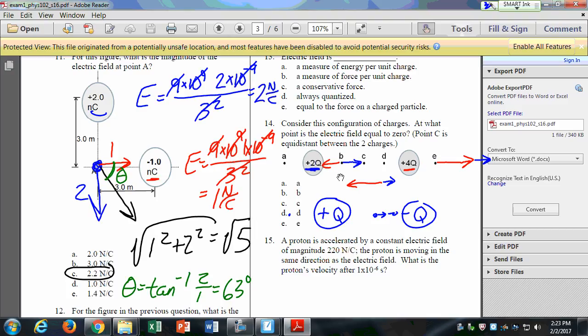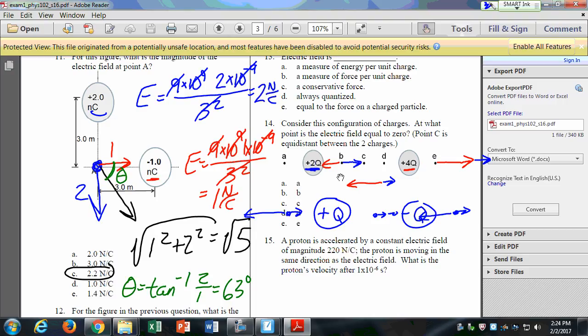Because if I think about over here, due to the plus q, the field is in this direction. Due to the minus q, it's in that direction. It's always going to be smaller. And in a similar way over here, due to the minus q, the field is big and in that direction. Due to the plus q, it's small and in that direction. So if I have an equal plus q and minus q, there's never a place where the electric field is equal to 0, at least along that line.